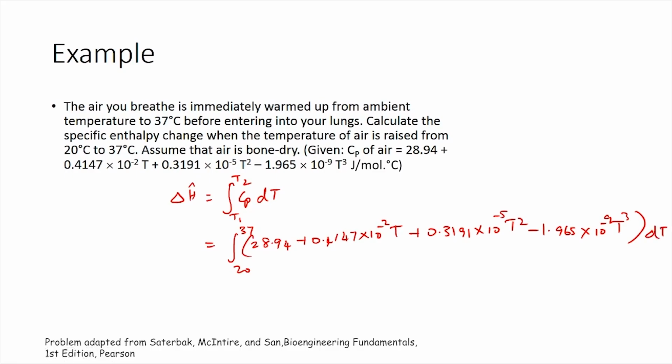By performing this integration and applying the limits, we will be able to calculate delta H cap as 494 joules per mole. So, with this calculation, we have come to an understanding of how to calculate specific enthalpy change for a system.